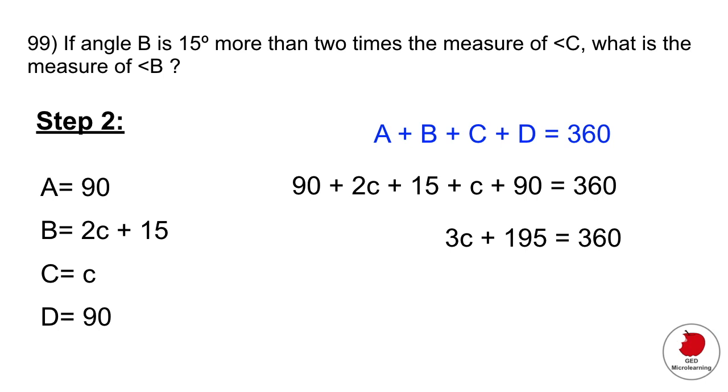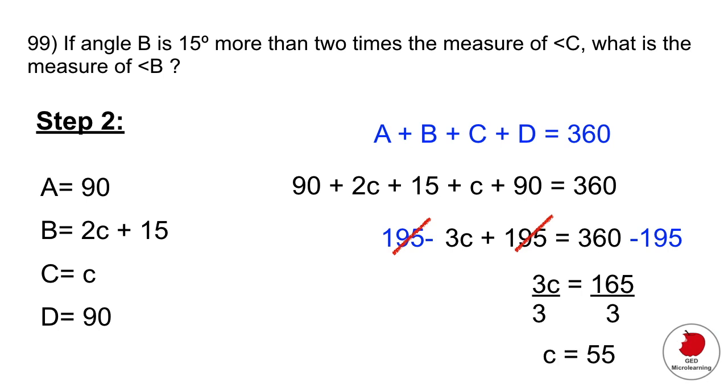All right, and then as always, we're going to isolate the C by subtracting 195 from the left side. Do the same on the right side. Cancel those numbers out on the left. That leaves us with this value, and then divide both sides by 3. Tells us that C is equal to 55 degrees.